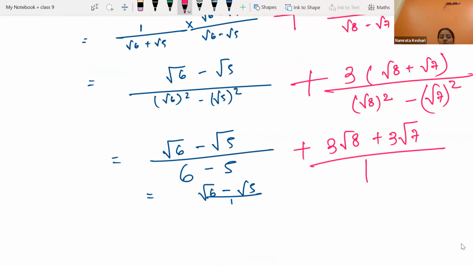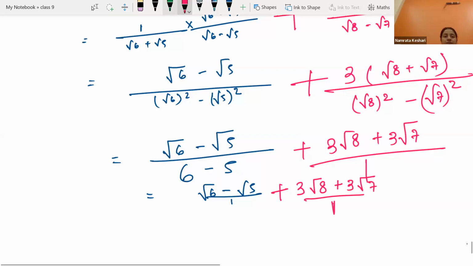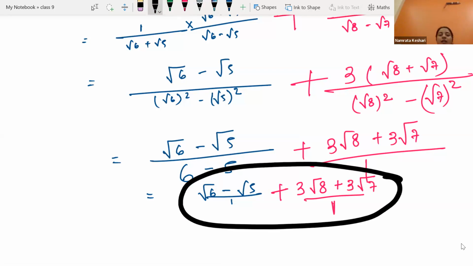Okay, so we need to do the addition of these two, and you can see how easily we will be able to add them since the denominator is 1, right? Yes, ma'am. Okay, while doing the addition, we can say that no simplification is possible over here because square root 6 is there, square root 5 is there, then root 8 is there, then root 7 is there. So no simplification is possible. Is it crystal clear so far? Yes, ma'am.